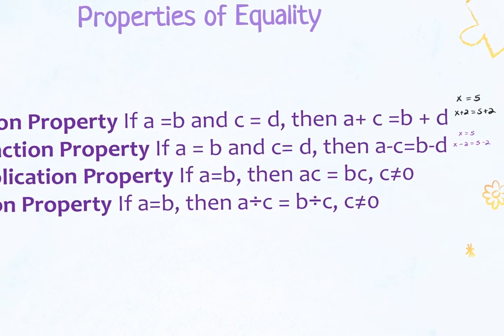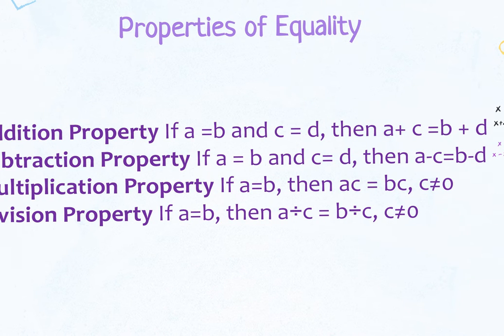The multiplication property of equality says if A equals B, then A times C equals B times C, as long as C is not 0. We don't use 0 because it would cancel everything out. But multiplication just says you can multiply both sides by the same thing, and it would keep your equation true. C cannot equal 0, correct. And then the division property says if A equals B, then A divided by C equals B divided by C. So now I can divide both sides of the equation by the same thing, and it keeps my equation correct.